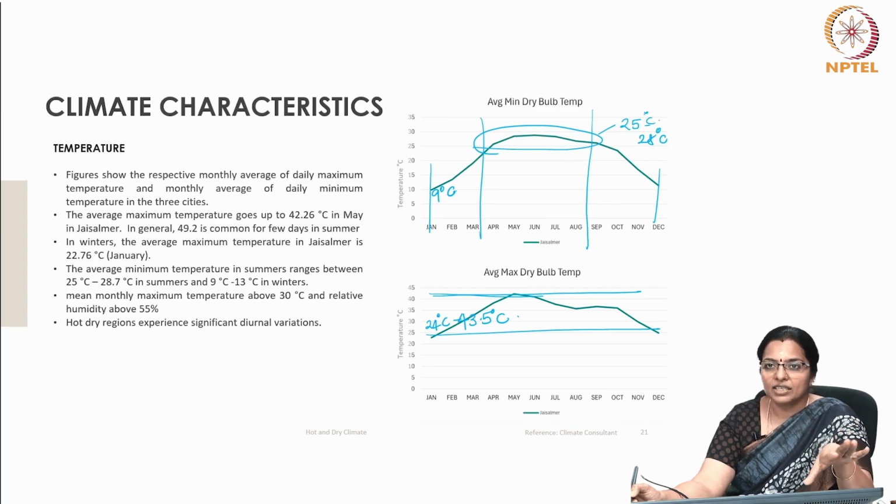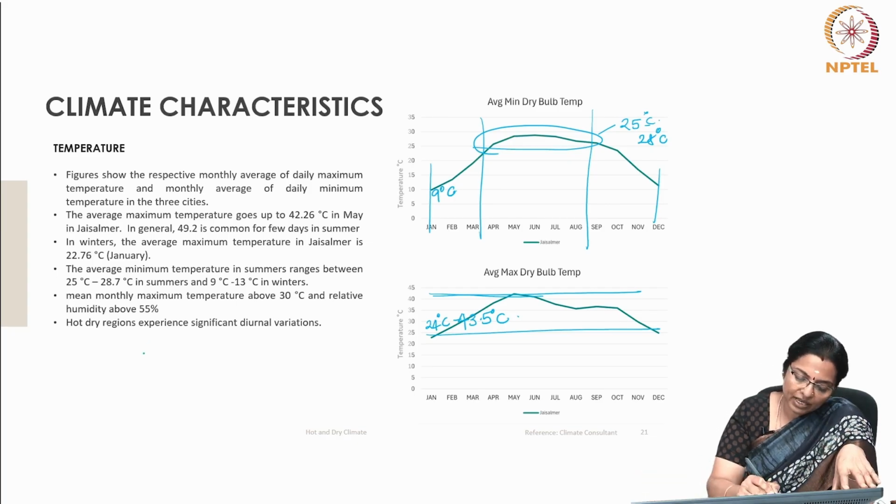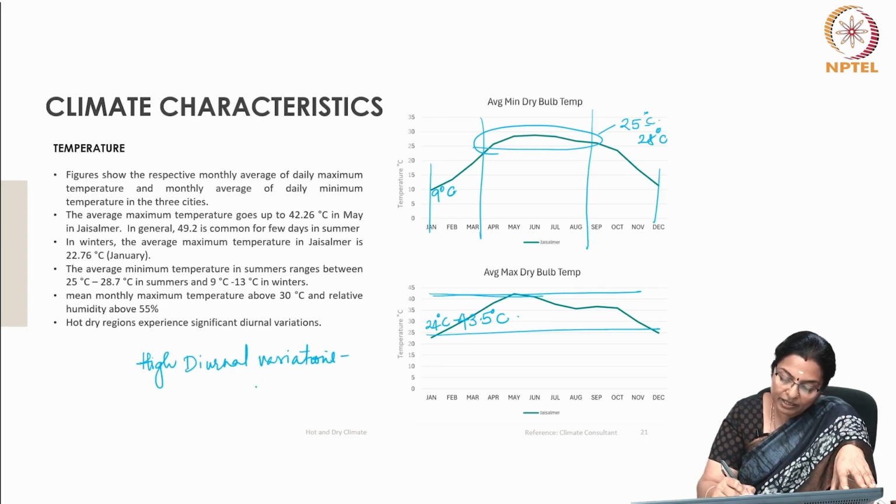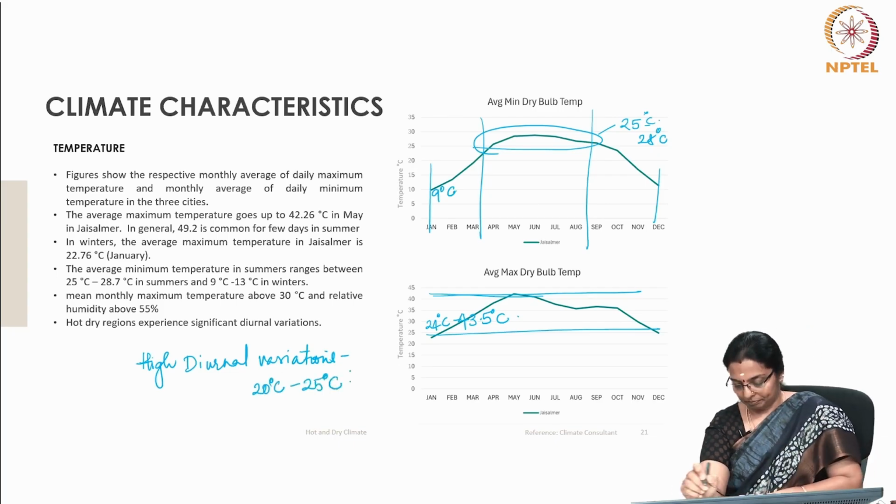So hot dry regions experience high diurnal variations. Sometimes the diurnal variations could even be up to 20 to 25 degrees centigrade.